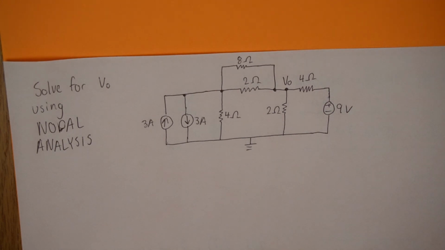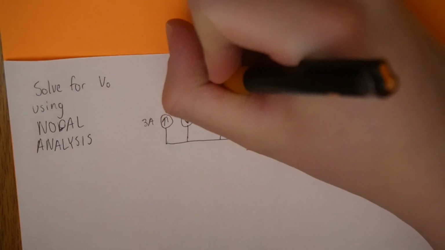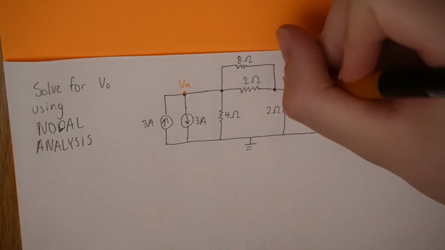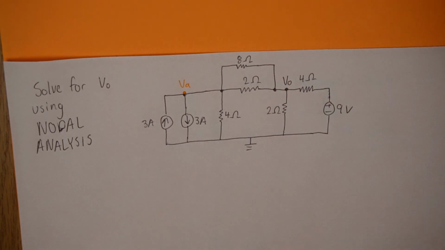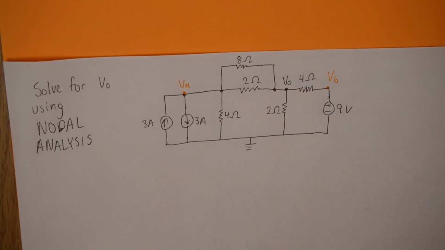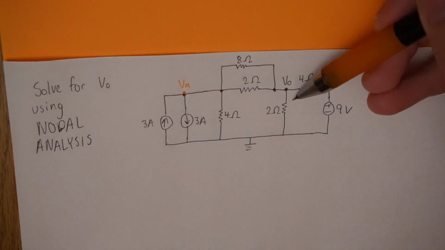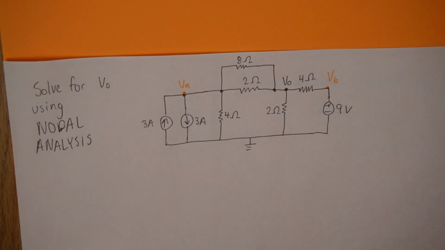So let's call this one VA. That one's already named VO, so I'm not going to rename it. I'll call this one VB. I have 3 nodes, therefore I'm going to need 3 equations to solve for all of them. And now, when I solve my equations, what I'm looking for, VO, is just already one of the voltages on the node. So I have to solve whatever matrix or system of equations I come up with, and I'll be done.